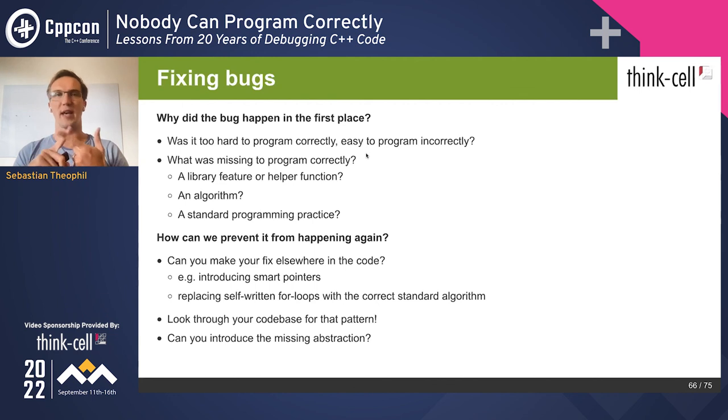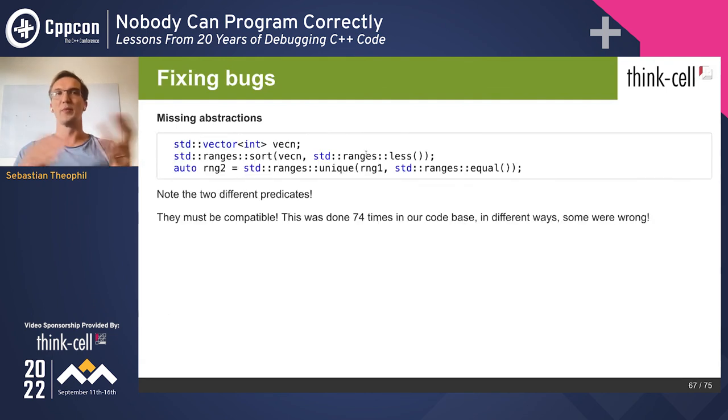Can you make that fix everywhere in your code base? For example, introducing smart pointers everywhere. Can you look through your code base for that pattern in the first place? Can you introduce that abstraction that was missing, that you tried to implement and then you made a mistake doing so? Those missing abstractions can be different things.